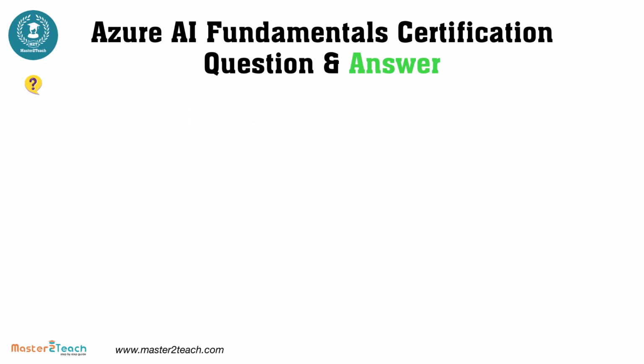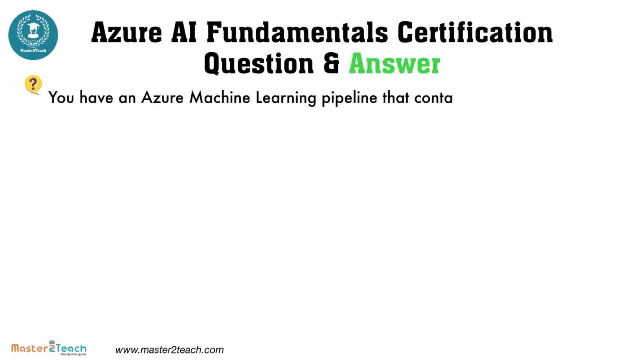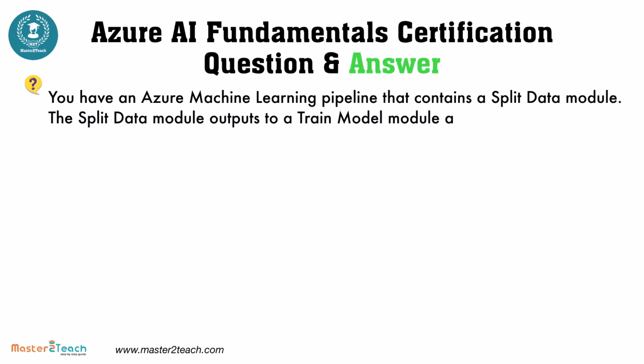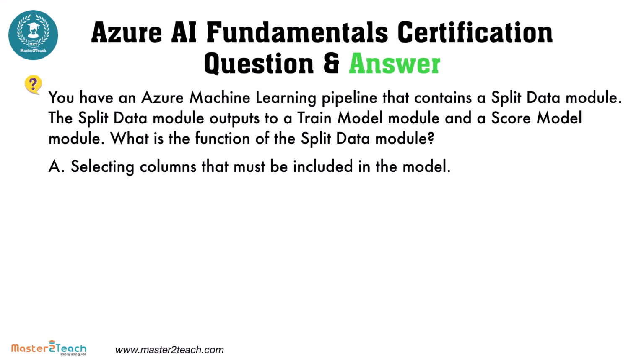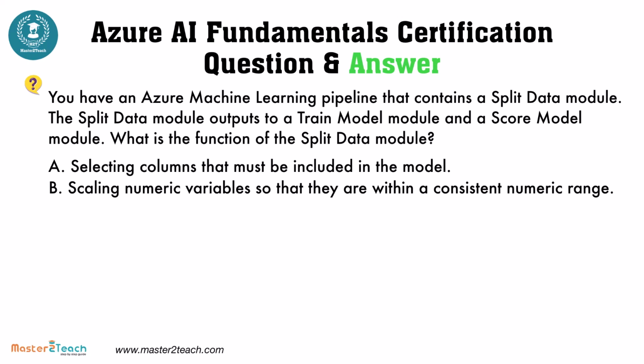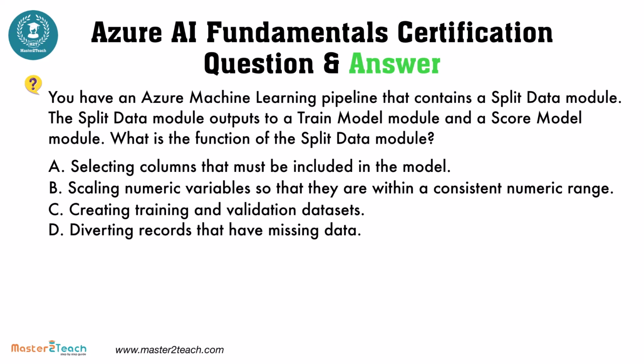You have an Azure machine learning pipeline that contains a split data module. The split data module outputs to a train model module and a score model module. What is the function of the split data module? The options are A. Selecting columns that must be included in the model, B. Scaling numeric variables so that they are within a consistent numeric range, C. Creating training and validation datasets, D. Diverting records that have missing data.